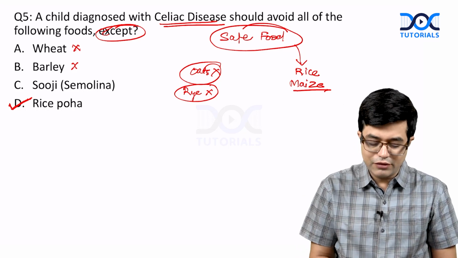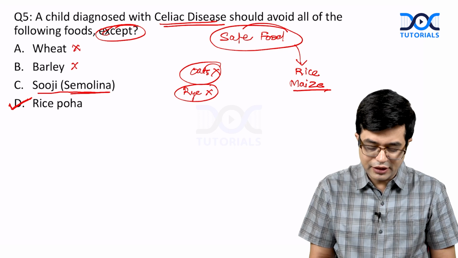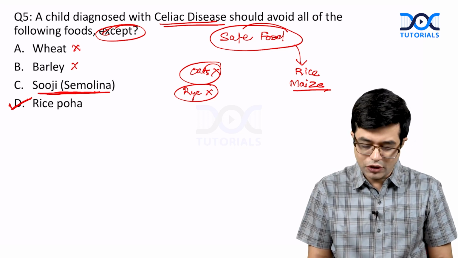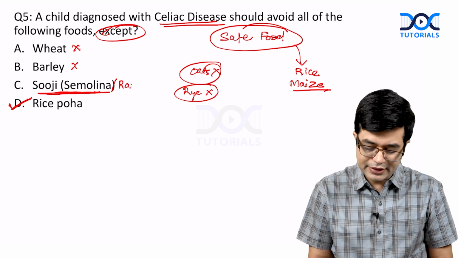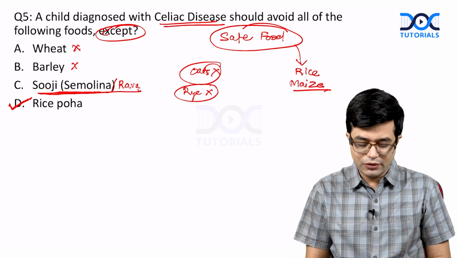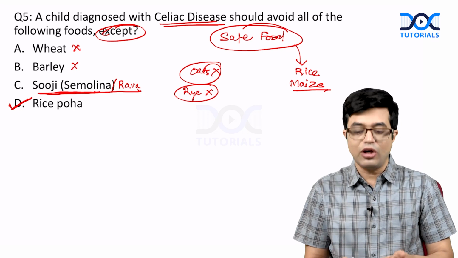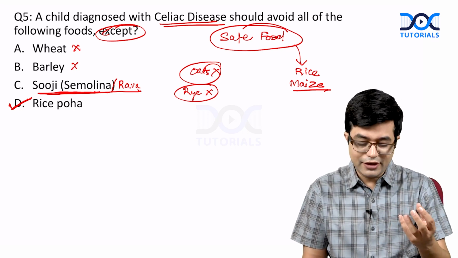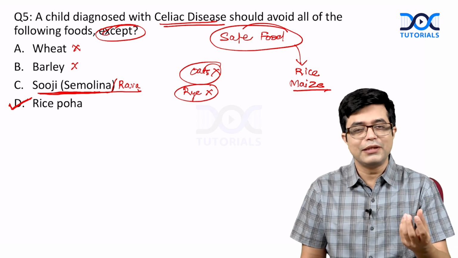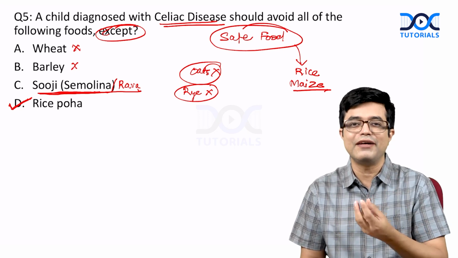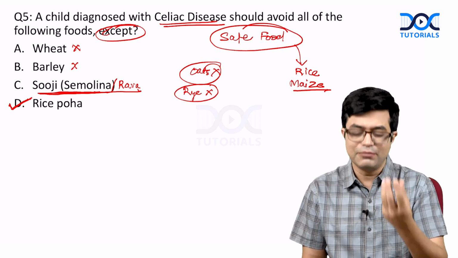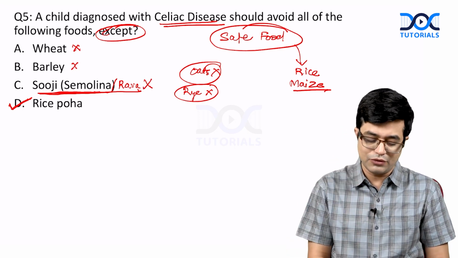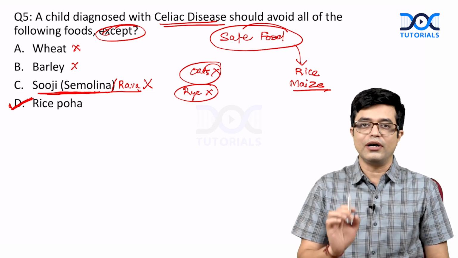Now, many people got confused about suji or semolina. What about suji or semolina? Remember, suji or semolina is also called rava in South India. Rava dosa, you all know. Suji, semolina, or rava, they are all varieties of wheat. Just like you make aate ka halwa, similarly you make suji ka halwa. Both of them have very similar consistency and they both are types of wheat, and so it is unsafe in a celiac disease patient. So the answer to this question is rice or poha, right?